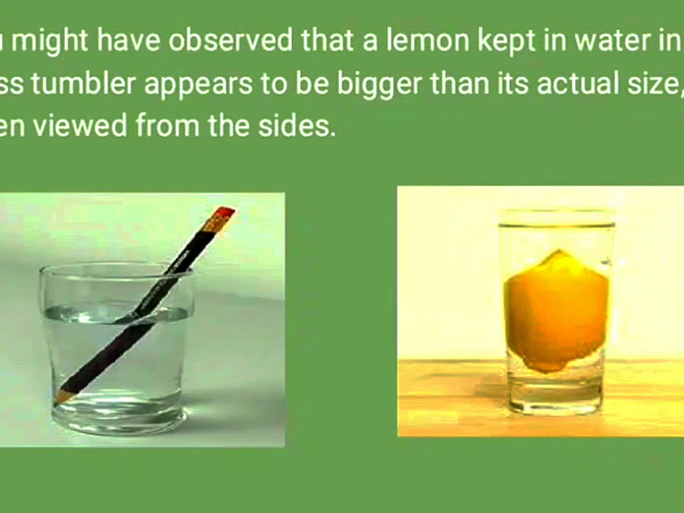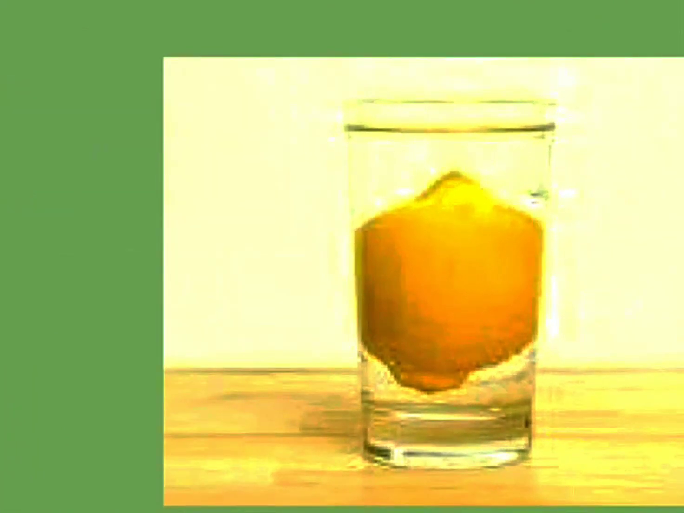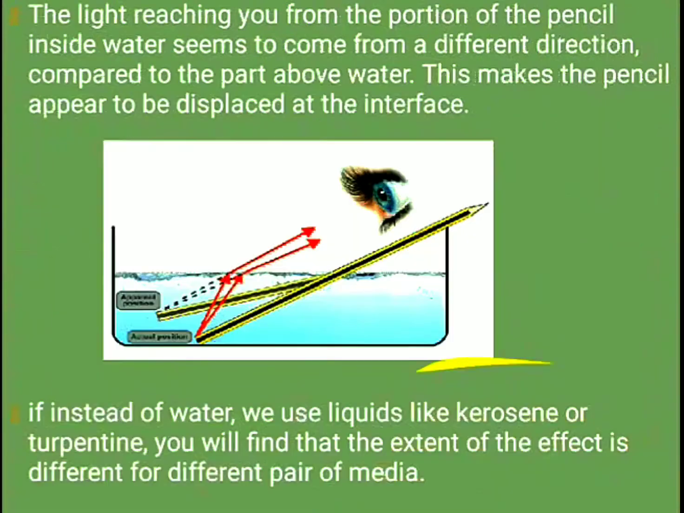Similarly, you might have observed that a lemon kept in water in a glass tumbler appears to be bigger than its actual size when viewed from the sides. Here is one more image which shows the size of the lemon is much bigger compared to the actual size when it is immersed in water. All these examples point to one common property of light, that is refraction.